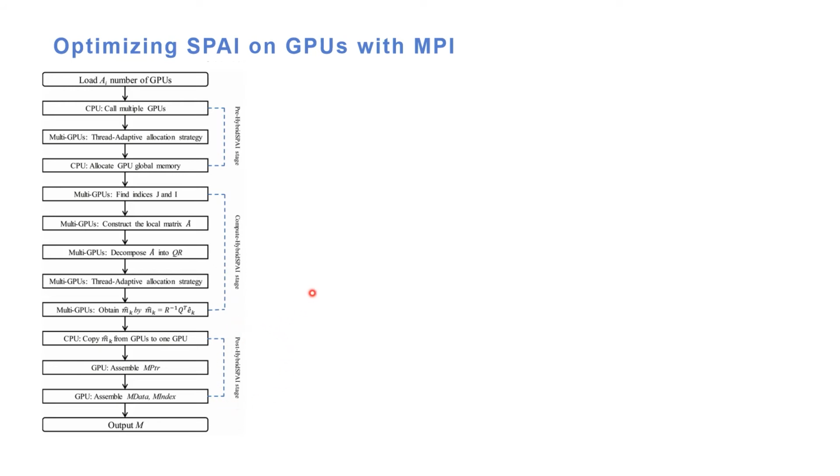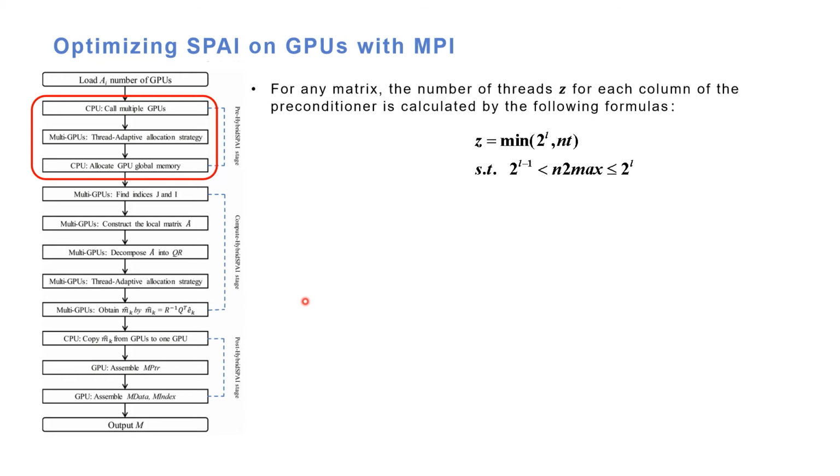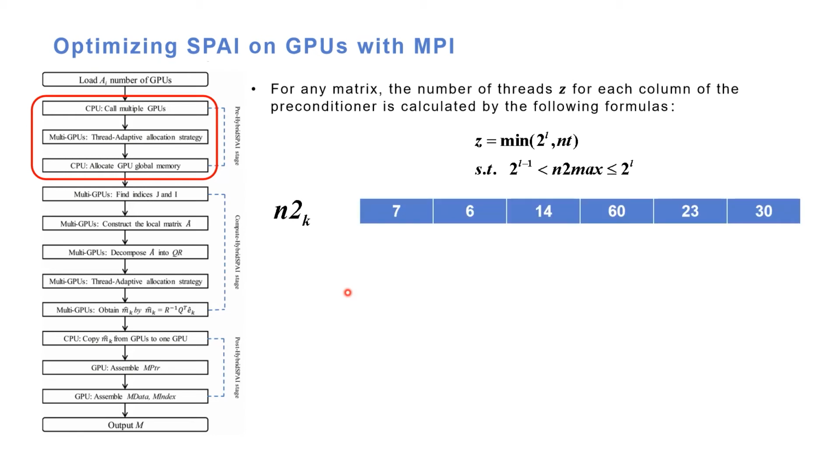In the first part, we mainly propose a thread allocation strategy and determine the sparsity of matrix M. For any matrix, the number of threads Z for each column of the preconditioner is calculated by the following formulas. For example, if we get the contents of the array n2k, we can figure out what L is by saying that n2 max is greater than 32 and less than or equal to 64. Obviously, the lowercase l is equal to 6. Since nt is a fixed thread block of size 256, we can easily calculate the number of the threads Z for each column. In this case, Z is equal to 64.